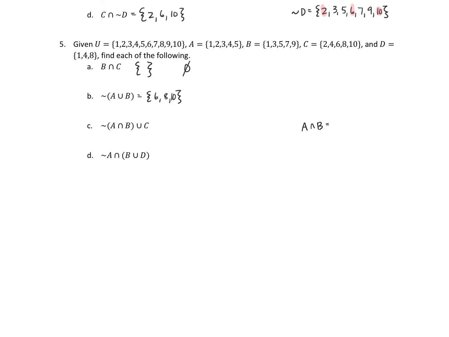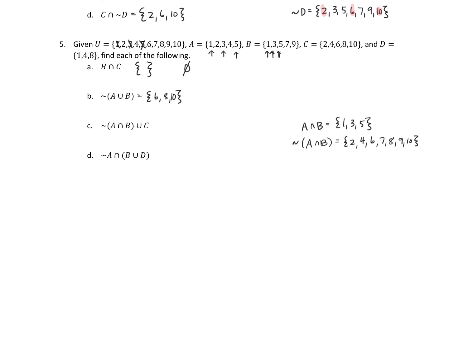Okay, so A intersect B is first. So we want to know what's in common with A and B. They both have a 1, they both have a 3, and they both have a 5. So 1, 3, 5 is the intersection of A and B. Now we want to find the complement of that. So what's in the universal set that is not in that set? Well, everything except 1, 3, and 5. So the complement of A intersect B would be 2, 4, 6, 7, 8, 9, and 10.